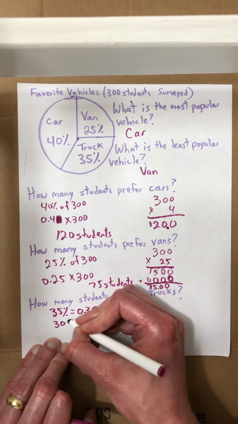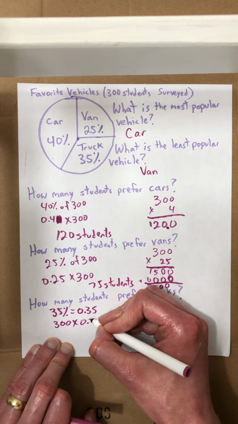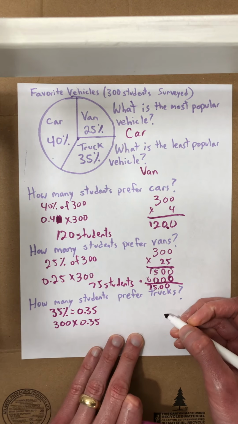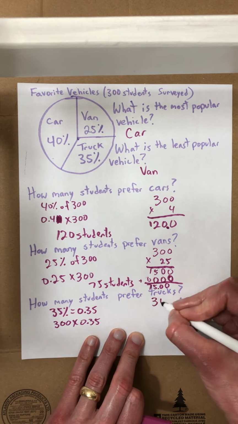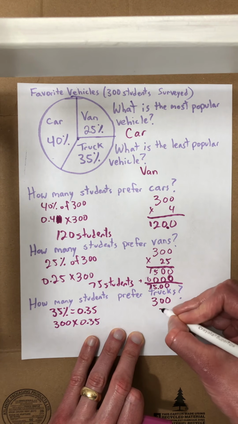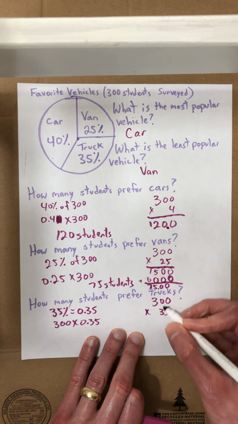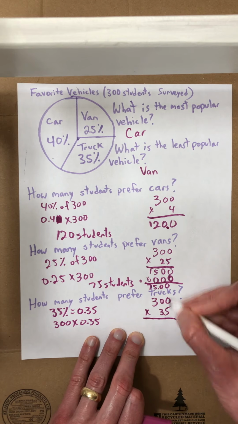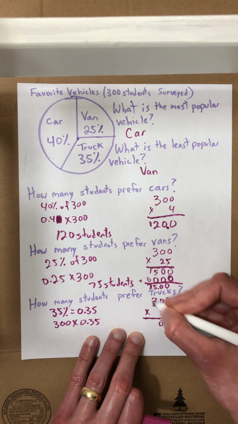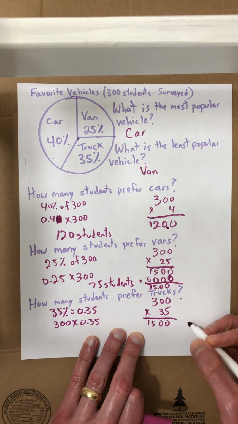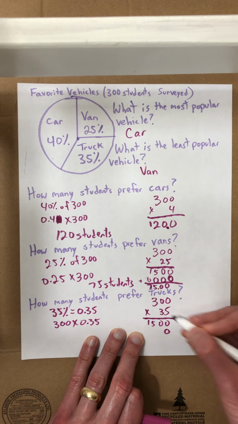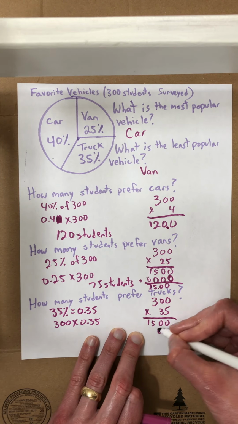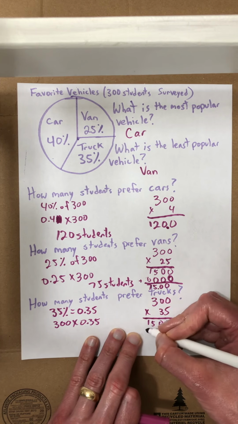So we're going to do 300 times 0.35 to find this. And what we got over here is we're going to set it up, 300, and we've got 35 because we're going to ignore the decimal. So 5 times 0, 0, 5 times 0, 0, 5 times 3, 15. We're going to start with a 0 over here because we're moving over one spot. 3 times 0, 0, 3 times 0, 0, 3 times 3, 9.